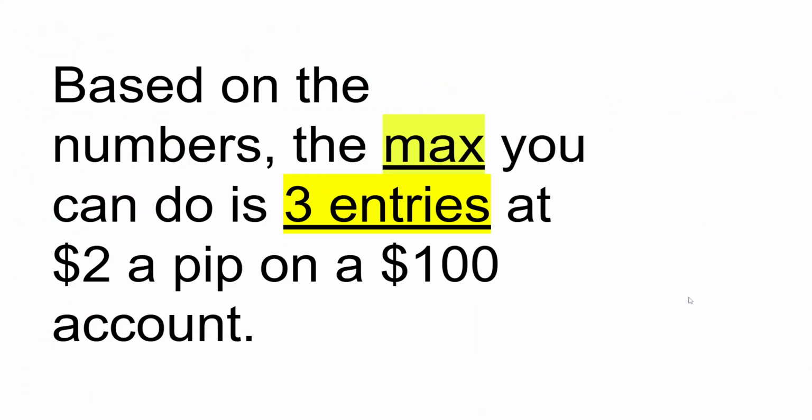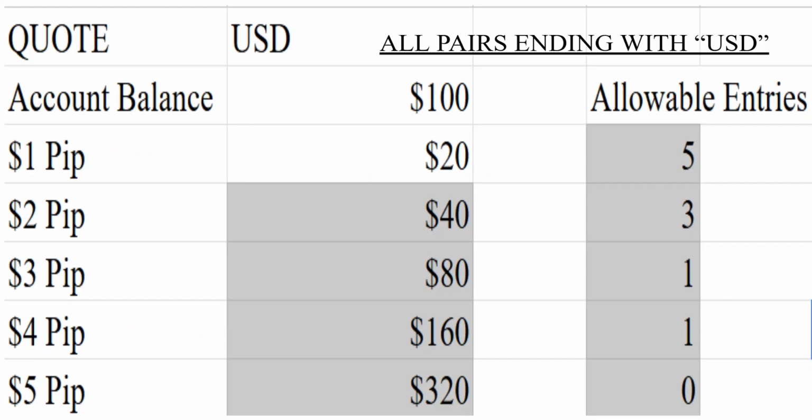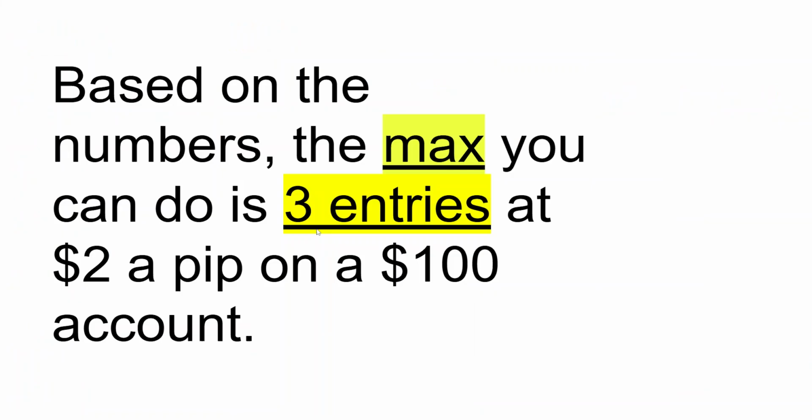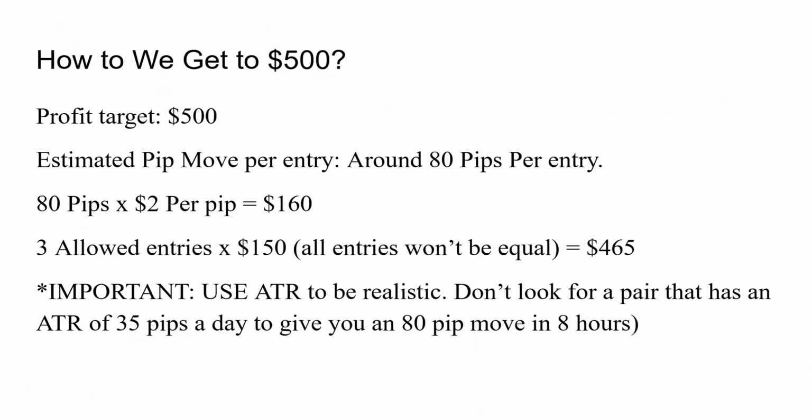So based on the numbers, the max that I could take on this is 3 entries at $2 a pip. Right here, I could take 3 entries that require $40 worth of margin, and that would give me $2 per pip per entry. So hope that makes sense. Now, how do I get to 500 bucks though?